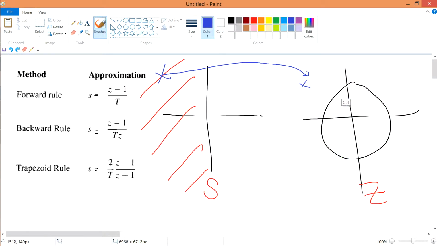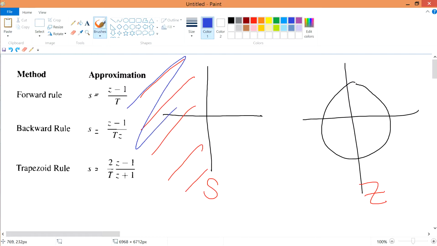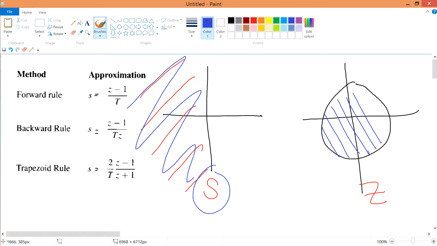So in this video, we are going to prove to you that all the poles or zeros in the left half plane in the S domain can be plotted inside the Z safety zone by using the trapezoidal rule. For the backward and forward rules, it is unable to fully fit into this Z domain.